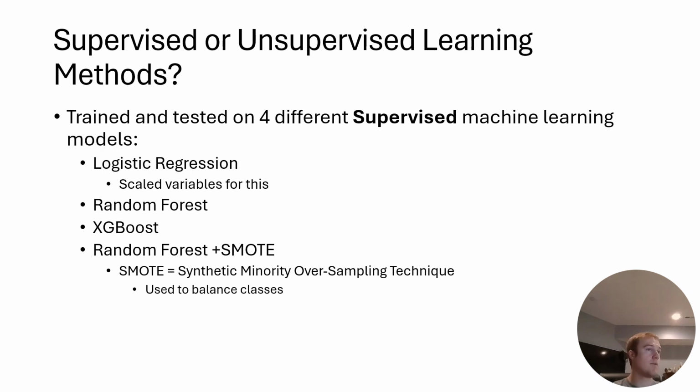And now I'm going to clarify whether or not I used supervised or unsupervised learning methods. For clarification, I trained and tested on 4 different supervised machine learning methods. I tested on a logistic regression, which I scaled variables for. I tested and trained on a random forest, a gradient boost or XGBoost model, and a random forest plus SMOTE model. And SMOTE stands for synthetic minority oversampling technique, and this technique is used to balance classes.